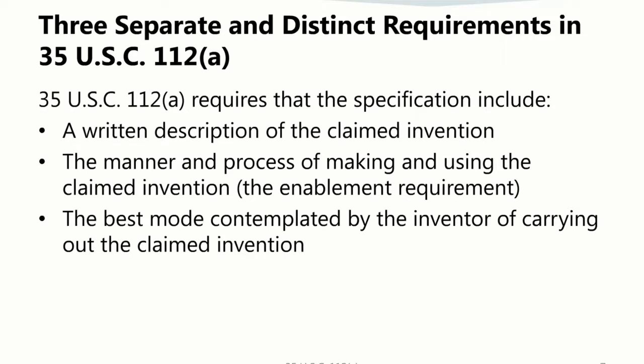U.S.C. 112A sets forth three distinct and separate requirements. While each will be explained further in this presentation, you should understand that written description is an analysis of whether the applicant was in possession of the claimed invention. Enablement is an analysis of whether applicant's disclosure enables one of skill in the art to make and use the claimed invention, and best mode prohibits the applicant from concealing the best mode or preferred embodiments of practicing the claimed invention.